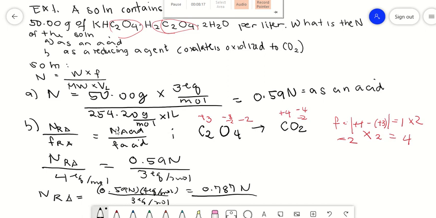So you should know first the normality as an acid. Or if you're asked to solve for the normality of the acid given the normality of the reducing agent, you have to know the factor of the reducing agent or oxidizing agent and the factor of the acid as well.